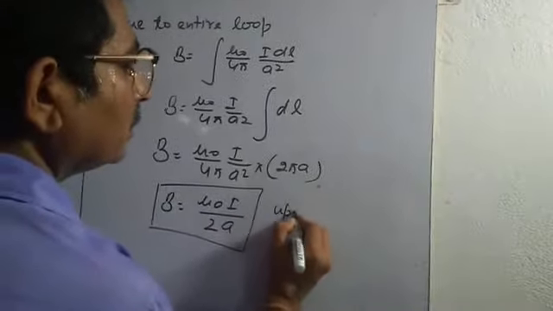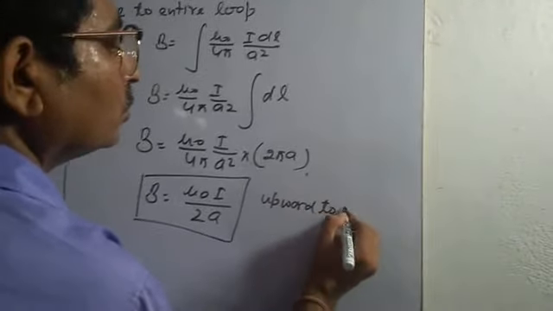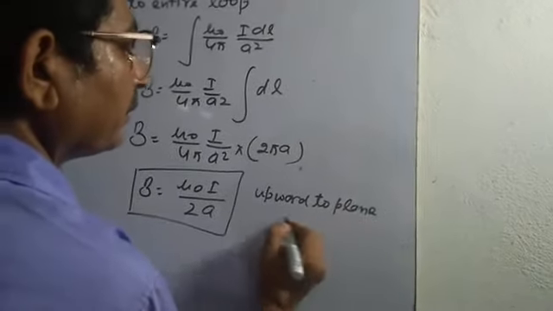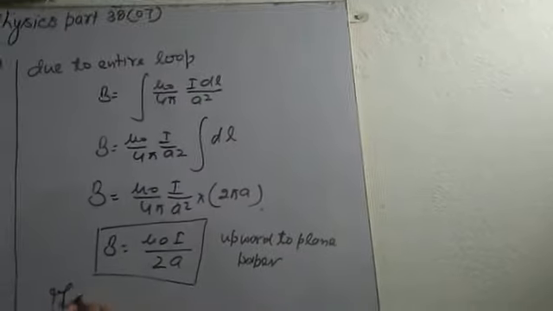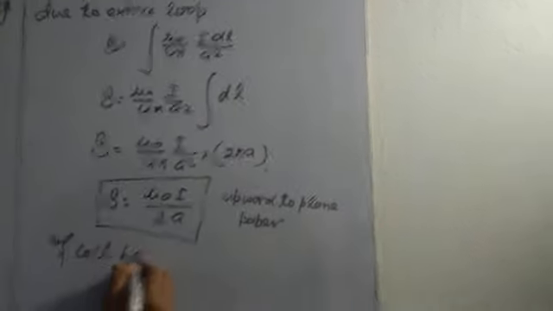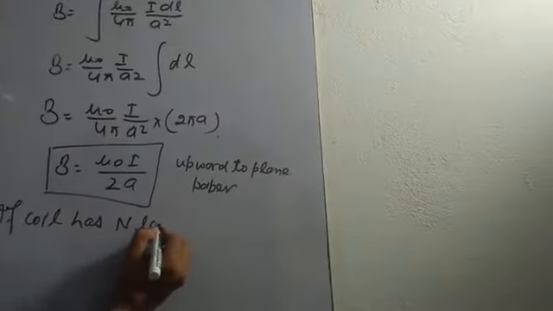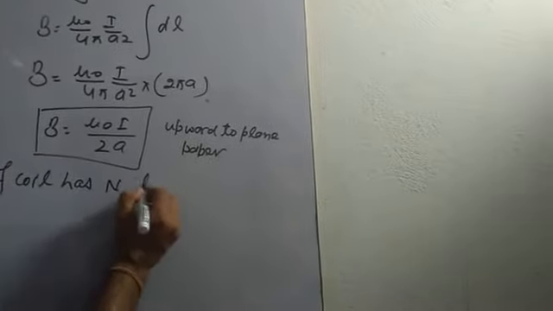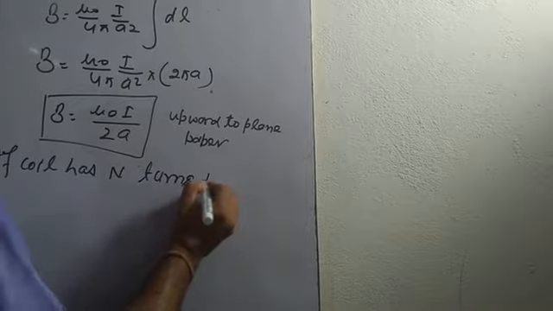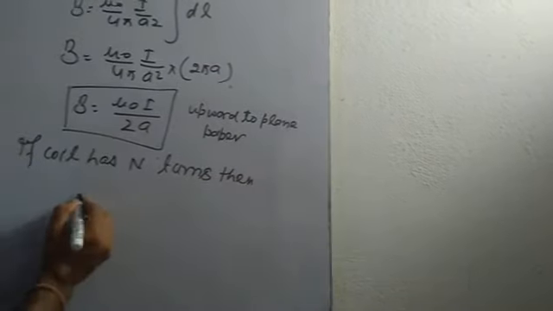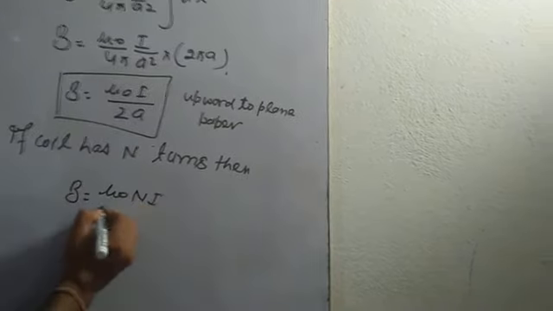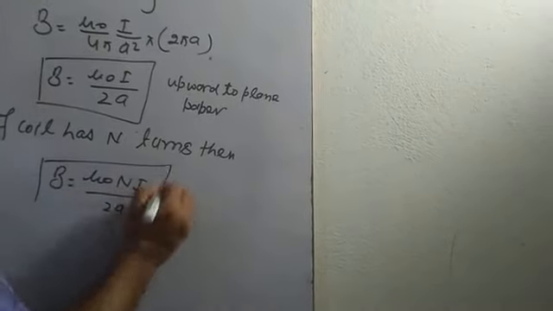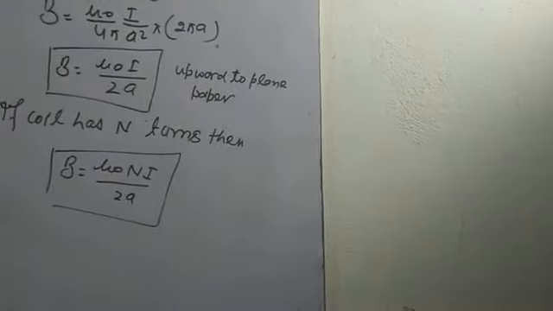Upward to the plane of paper. If the coil has n turns, then B equals mu naught n I upon 2a. Come on, again from the beginning.